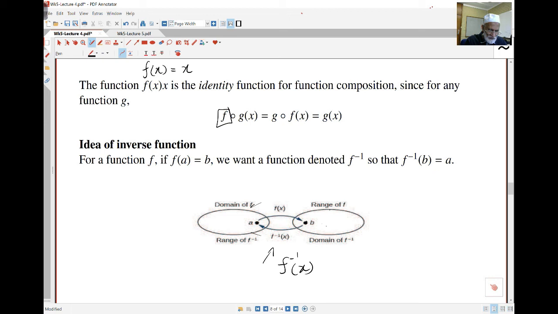So the domain of f takes me to the range of f, but if I go backwards, this is the domain of f inverse, and it takes me back to the range of f. So you can see the domain of f is equal to the range of f inverse, and the range of f is equal to the domain of f inverse. So if I've got f(a) equals b, I want the inverse so that f minus 1 of b takes me back to a. So f takes me from a to b, and f inverse takes me backwards.